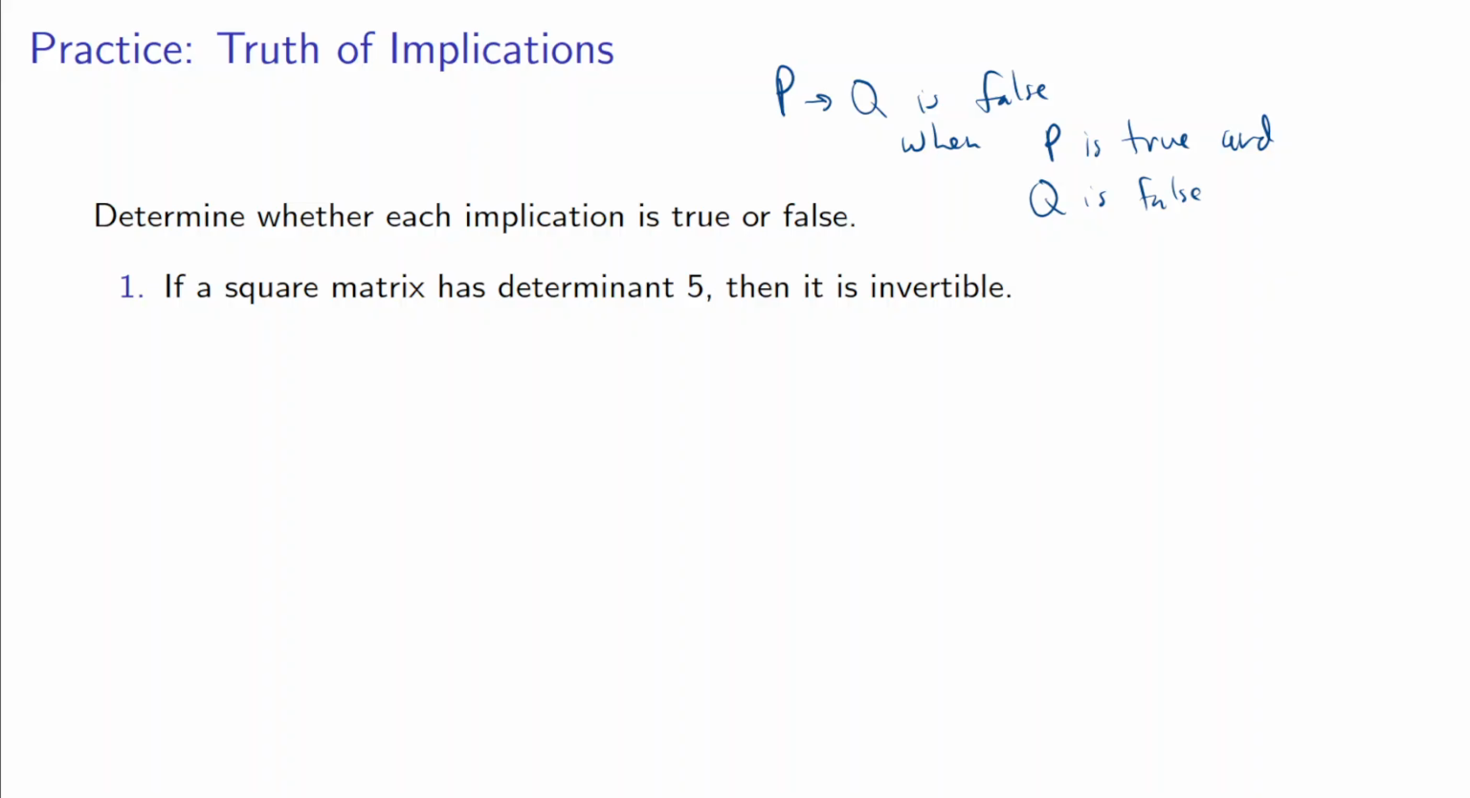But that is a quantity we can assign to a square matrix. So what we care about here is the situation where that is true. So let's suppose we had a square matrix with determinant 5. Then would it be invertible? It turns out that yes, it would be. So if P is true, then Q is true. And so this statement as a whole is true because both parts are true together. They are also false together, but that doesn't actually matter here.